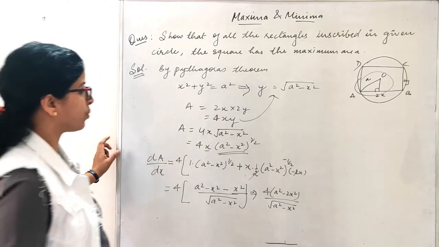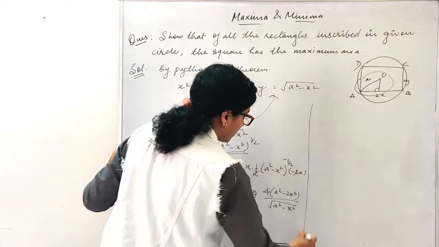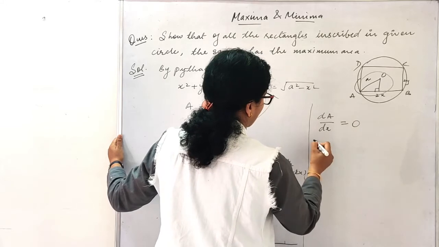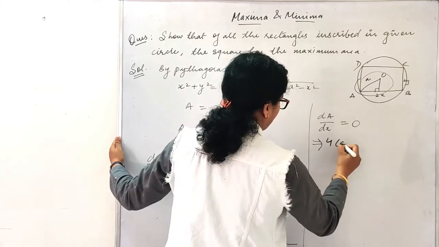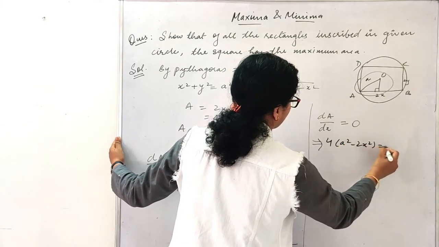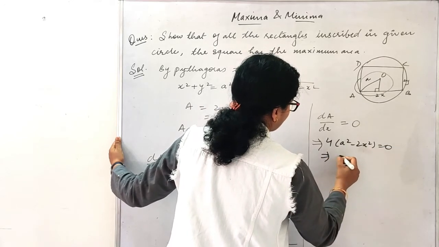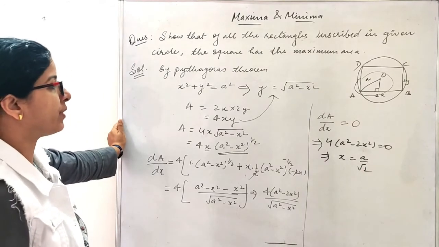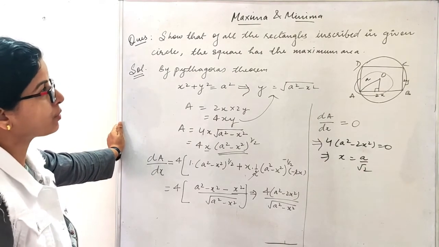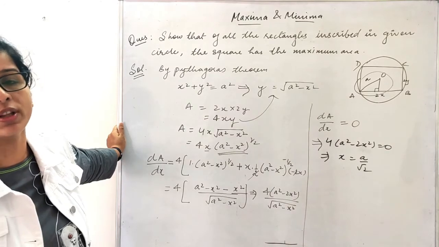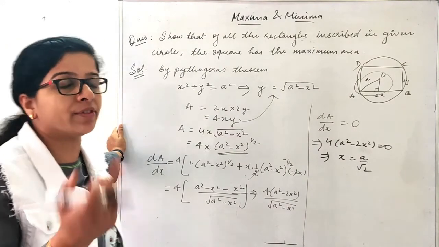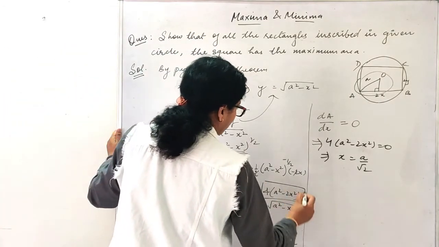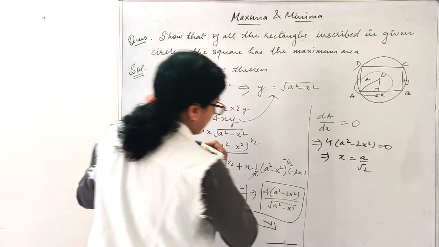Now to get the critical points, dA by dx should be equal to 0. So dA by dx equals 0. What does that imply? a square minus 2x square is equal to 0, which implies x is equal to a by root 2. Now I have to check whether my a by root 2 is a point of maxima or not. For that, what I have to do? I have to do the double differentiation. Okay. So I have to differentiate this quantity again, right?